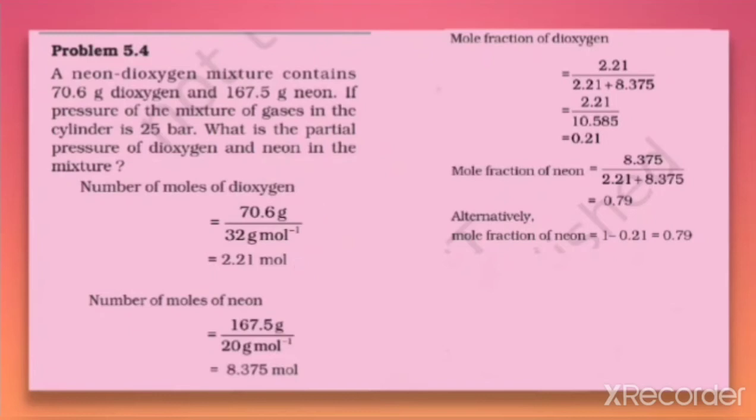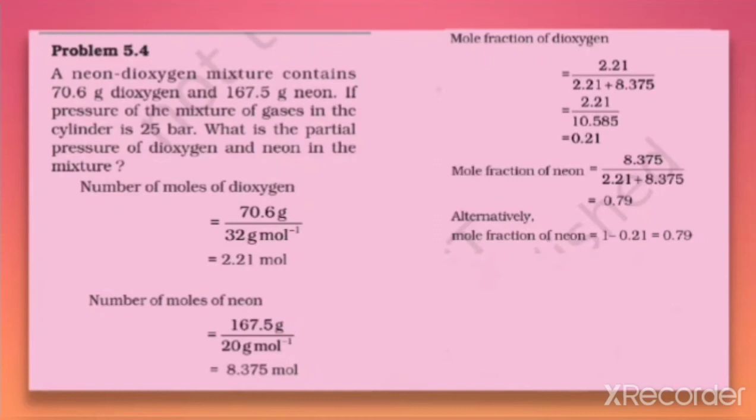Similarly, we will find the number of moles of neon, that is the given mass by molar mass. What is the molar mass of neon? That is 20 gram per mole. When you divide it, you get the value 8.375 mole. So we have come up with these values of n1 and n2.